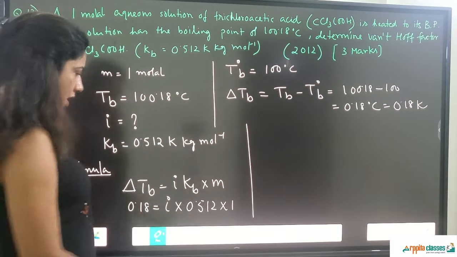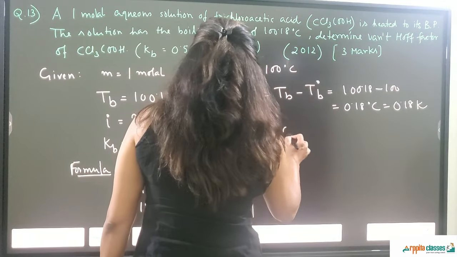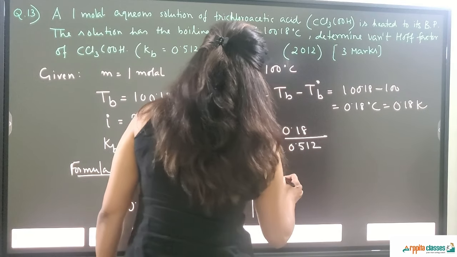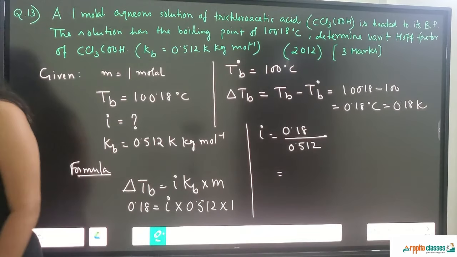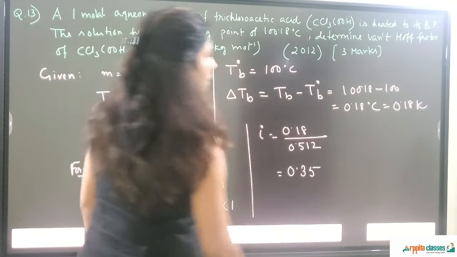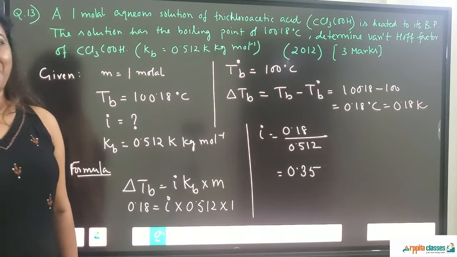So from here i will be equal to 0.18 divided by 0.512. If you do this calculation, we get the value of i, and here the value of i is coming 0.35. So it is 0.35.